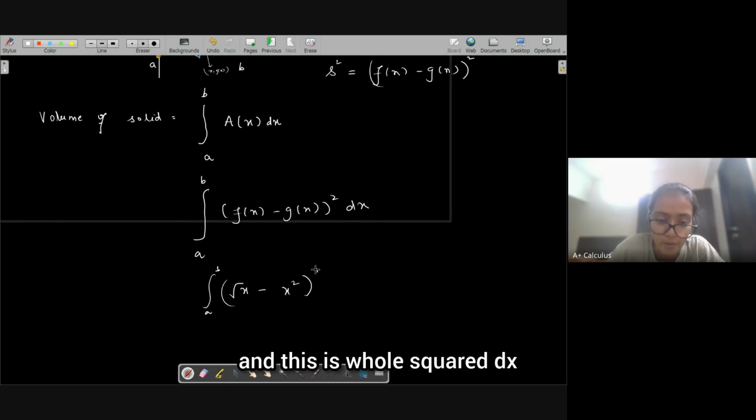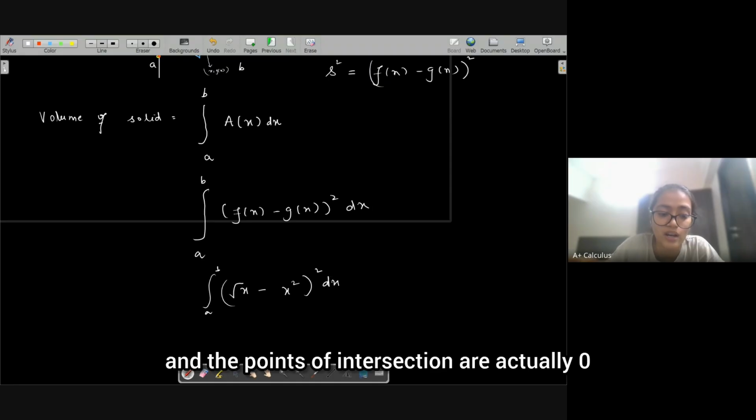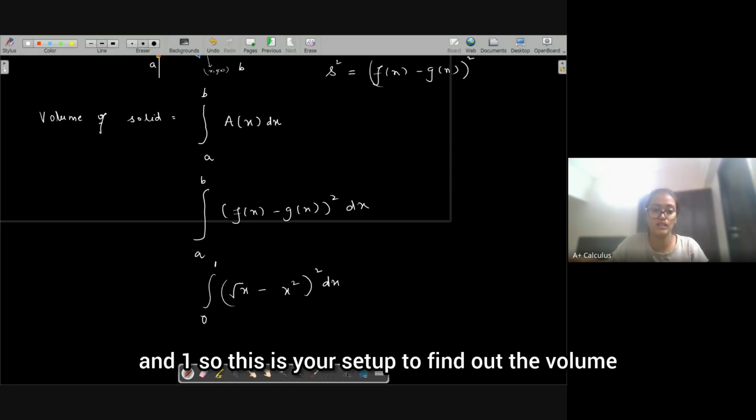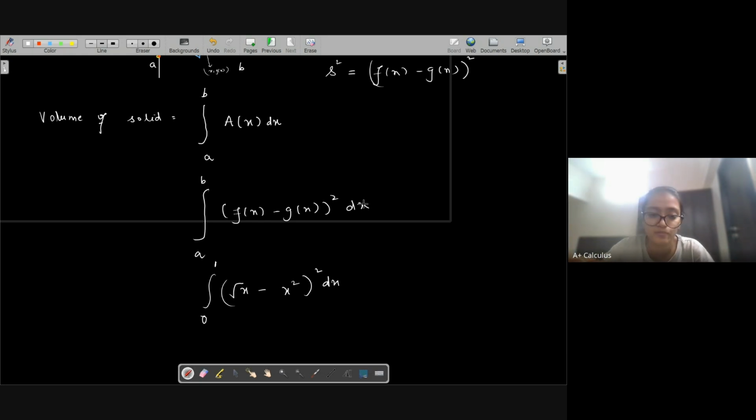And this is whole squared dx. And the points of intersection are actually 0 and 1. We found that in the previous question, 0 and 1. So this is your setup to find out the volume.